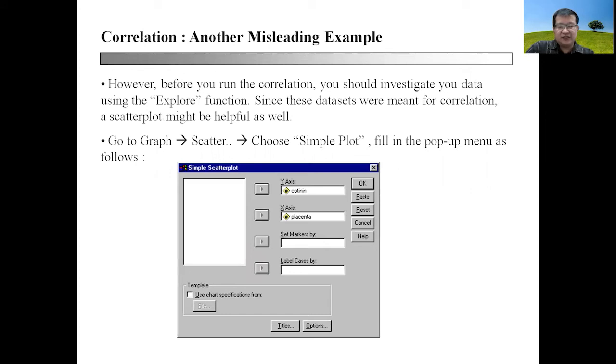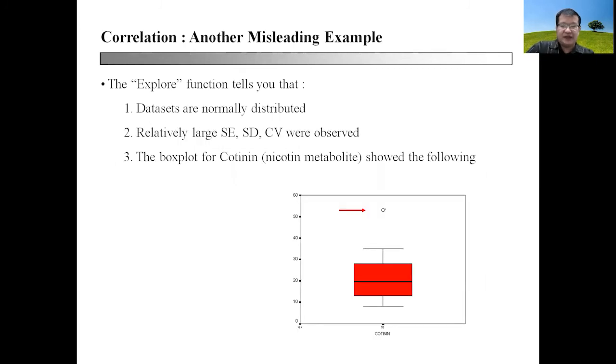And it is also important that before we run a correlation, we should investigate our data using the explore function to determine whether it is normally distributed or otherwise. As you can see, procedures illustrated on this page. And based on that, our explore function tells us that the data sets are normally distributed, which is good, meaning that we can use Pearson's correlation.